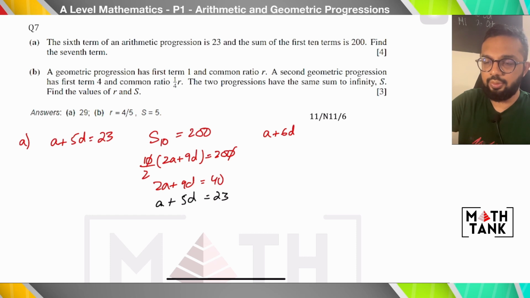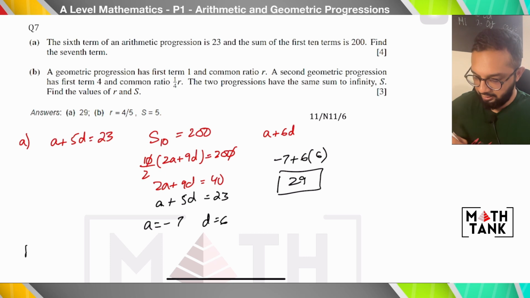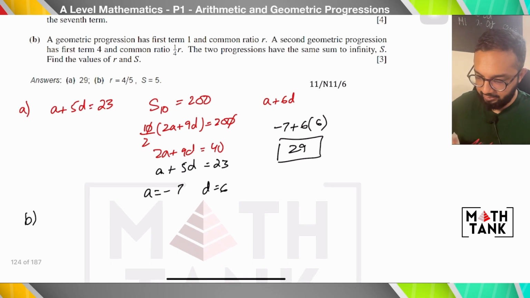Although on the exam you should show me a process of either doing elimination or substitution for that matter. So a comes out as minus 7 and d comes out as 6. So a plus 6d is then minus 7 plus 6 times 6. That gives me 29.